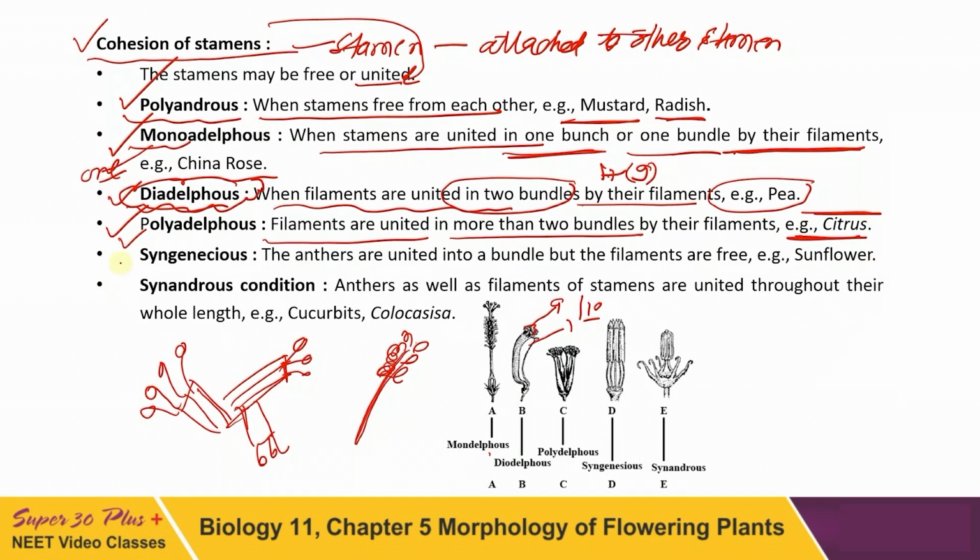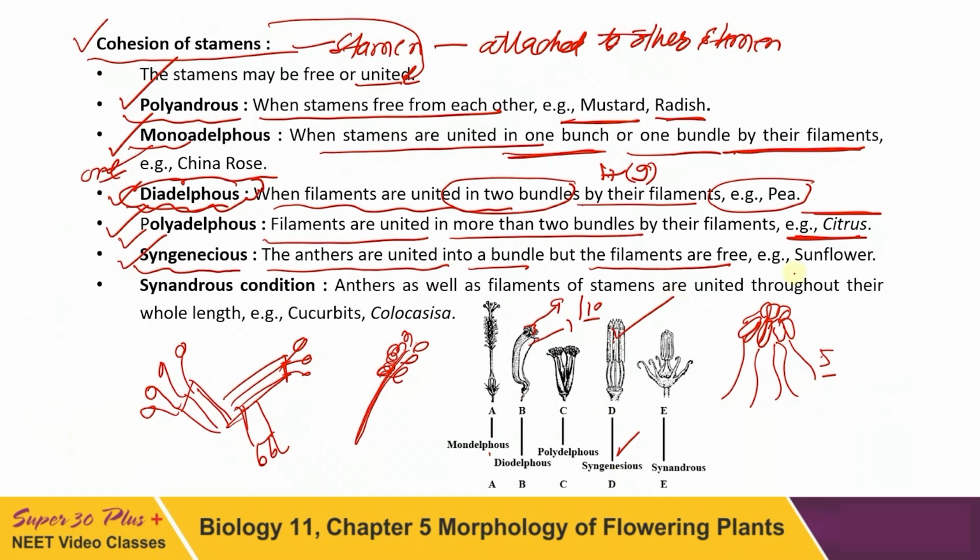What is meant by syngenesious condition? Important term, syngenesious. The anthers are united into a bundle, but the filaments are found free. As you are seeing in this case, this is the anther of one, this is the anther of another, the anther of a third, the anther of a fourth. All these are united together, but their filaments are free. There are 5 stamens whose filaments are free, but their anthers are united. Syngenesious condition is found in the case of sunflower, right?